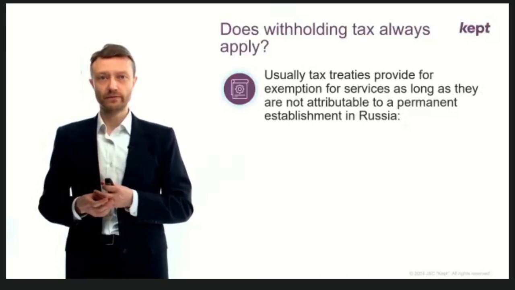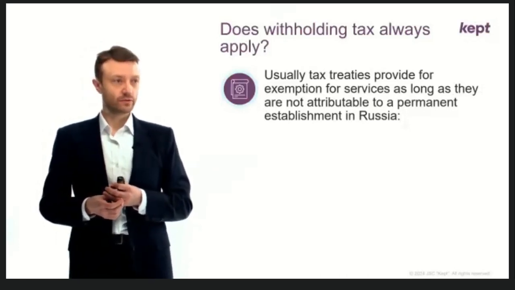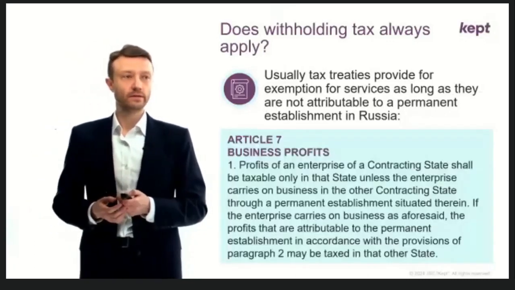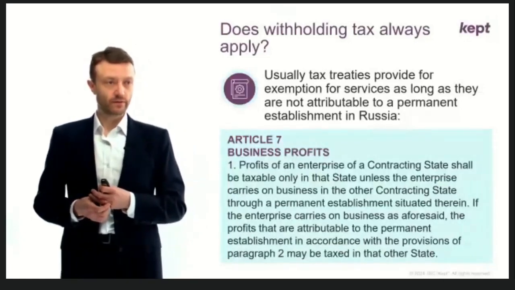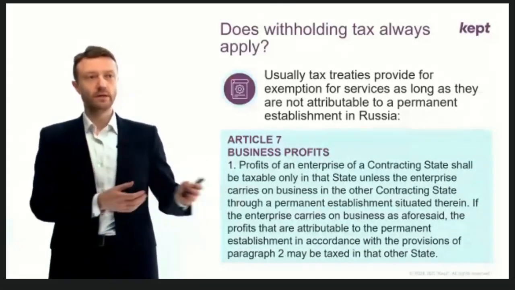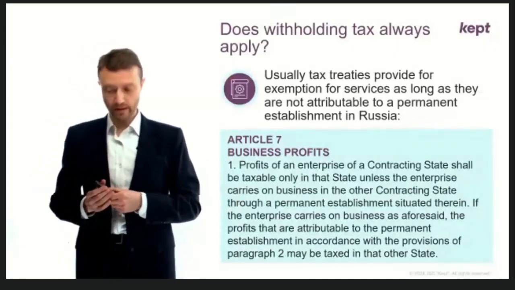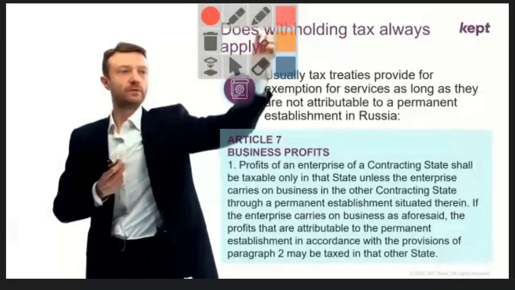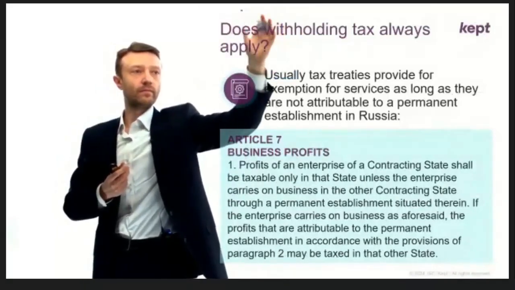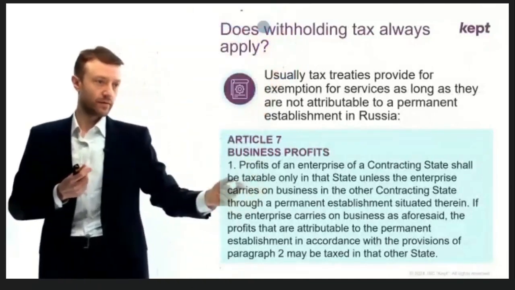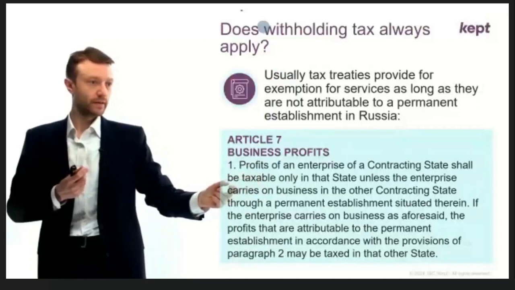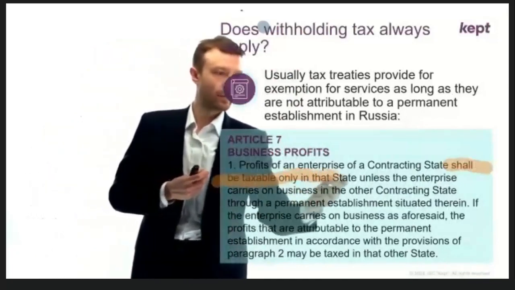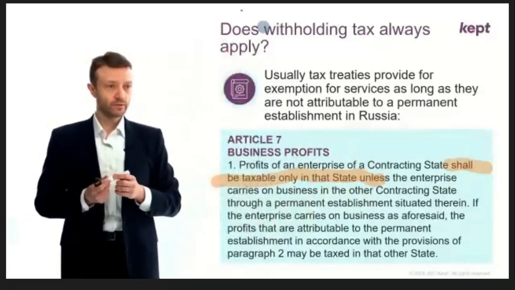Usually tax treaties provide for exemption of services as long as they are not attributable to a permanent establishment in Russia. So if there is a treaty in place and it's not suspended, in most cases, under Article 7 of the treaty, which is called business profits, and here's a quote from the Model Convention, which basically says, I will highlight this wording, that profits of an enterprise of a contracting state shall only be taxable in that state, unless the enterprise carries on business in the other contracting state.